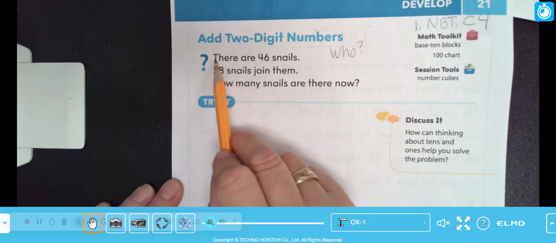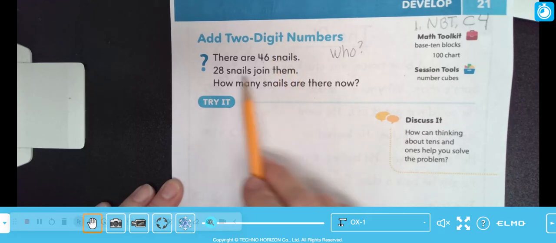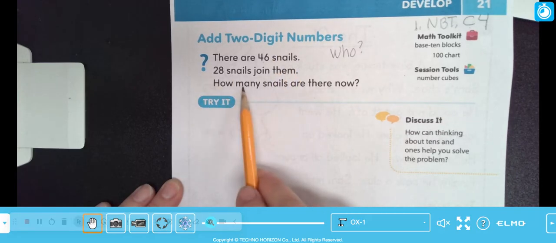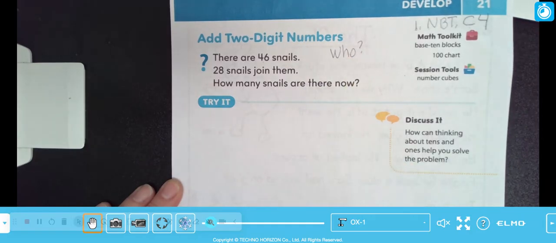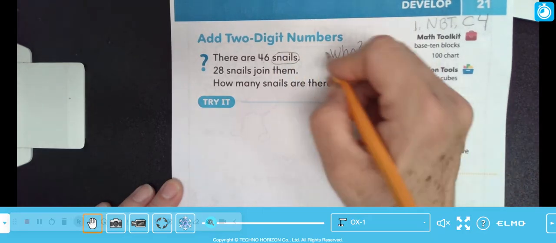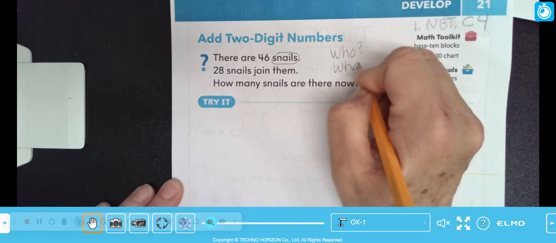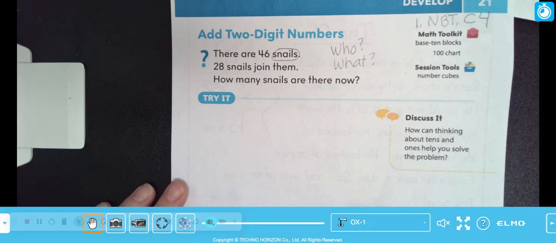Here we go. There are 46 snails. 28 snails joined them. How many snails are there now? So who is it about? Yeah, it's about snails, right? About these snails. Okay, so what's happening with the snails? That's what we're going to find out.